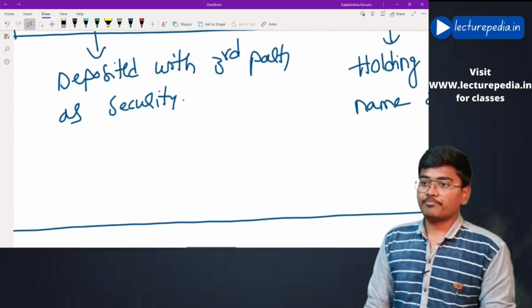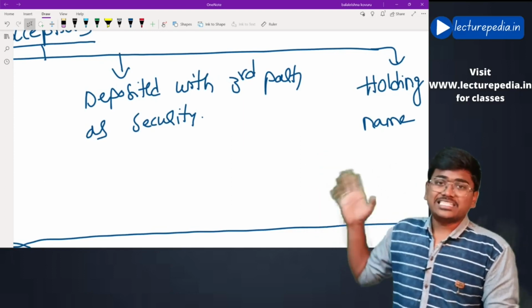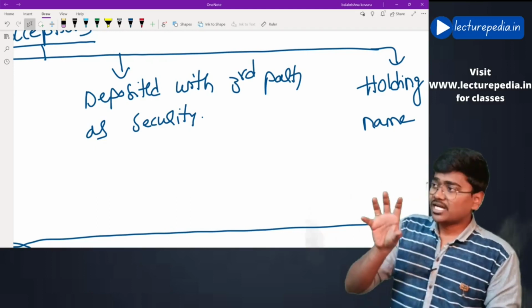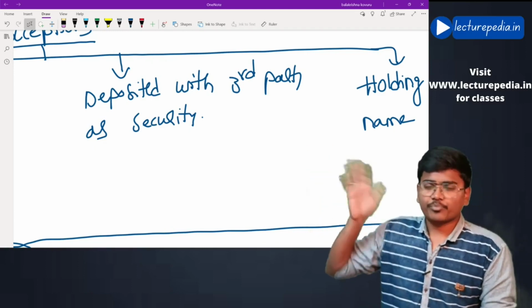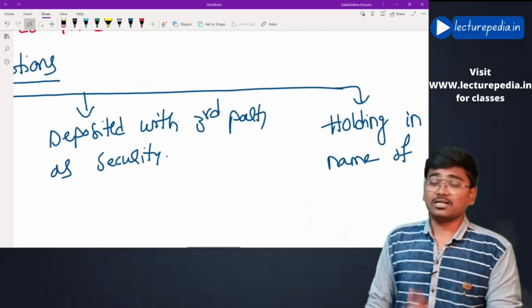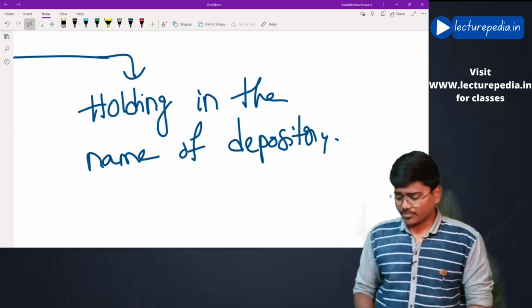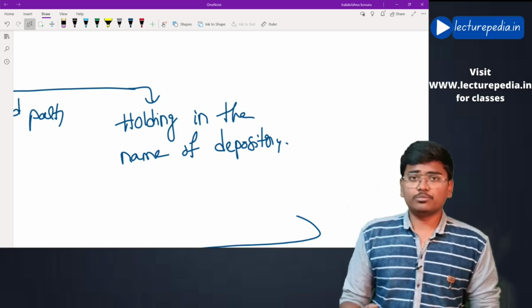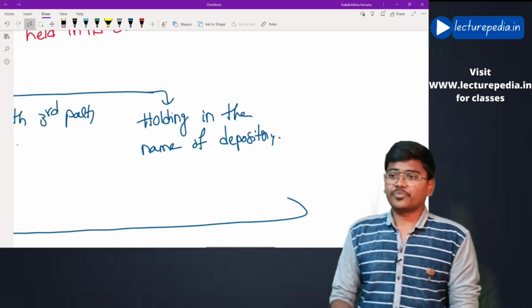Second exception, deposited with a third party as security. The company has taken some loan. As a security for the loan, the company has deposited this investment in the name of some other third party. That is permitted. This is the second exception. Next, holding in the name of a depository. That means basically all the securities which have been listed in the stock markets will be held in the name of depositories only. That is NSDL and CDSL. That is completely permitted.